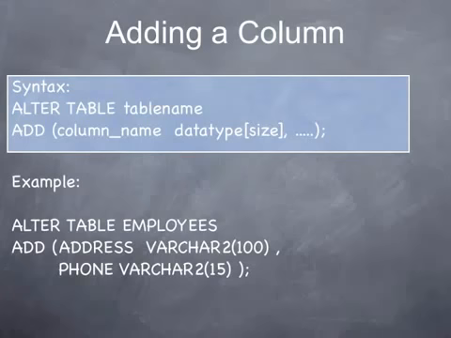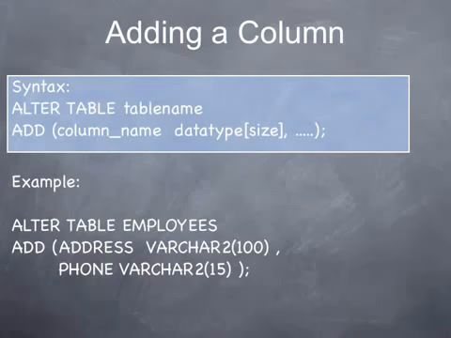The syntax to add a column has been displayed on the slide. The command is alter table, table name, add, open parentheses, column name, data type, optional size, comma, add any other columns that you want, close parentheses, semicolon. You can enclose the column definitions within parentheses if you have more than one column being defined. If only one column is being defined, the parentheses is not required.